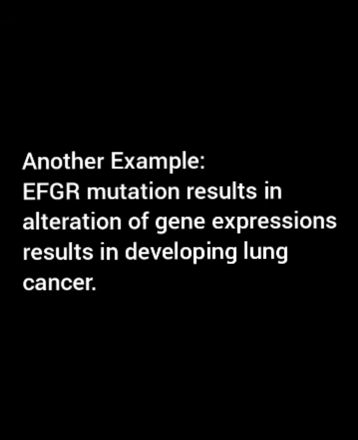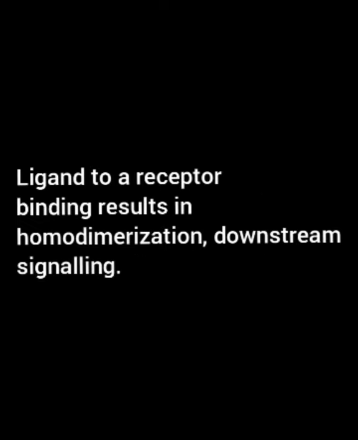Another example that comes under mutation is the mutation that occurs in EGFR, which may result in alteration of gene expression and may lead to the development of lung cancer. Ligand binding to a receptor may result in homodimerization and downstream signaling. So that's about mutation and its examples.